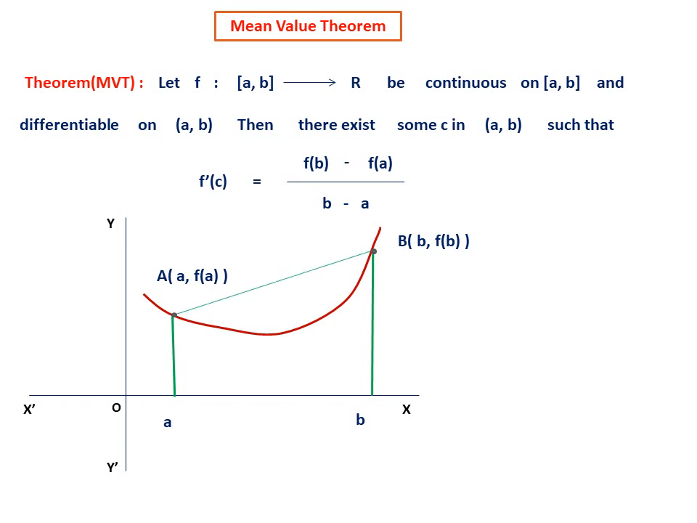Now if you join AB, then f(b) minus f(a) divided by b minus a is the slope of the line segment AB. What the theorem says is that this is also equal to f'(c). Now what do we mean by f'(c)? Geometrically, f'(c) is the slope of the tangent passing through c. In the diagram, these two lines, the tangent and the line segment AB, are parallel. That is how the theorem can be interpreted geometrically. So this is the meaning.